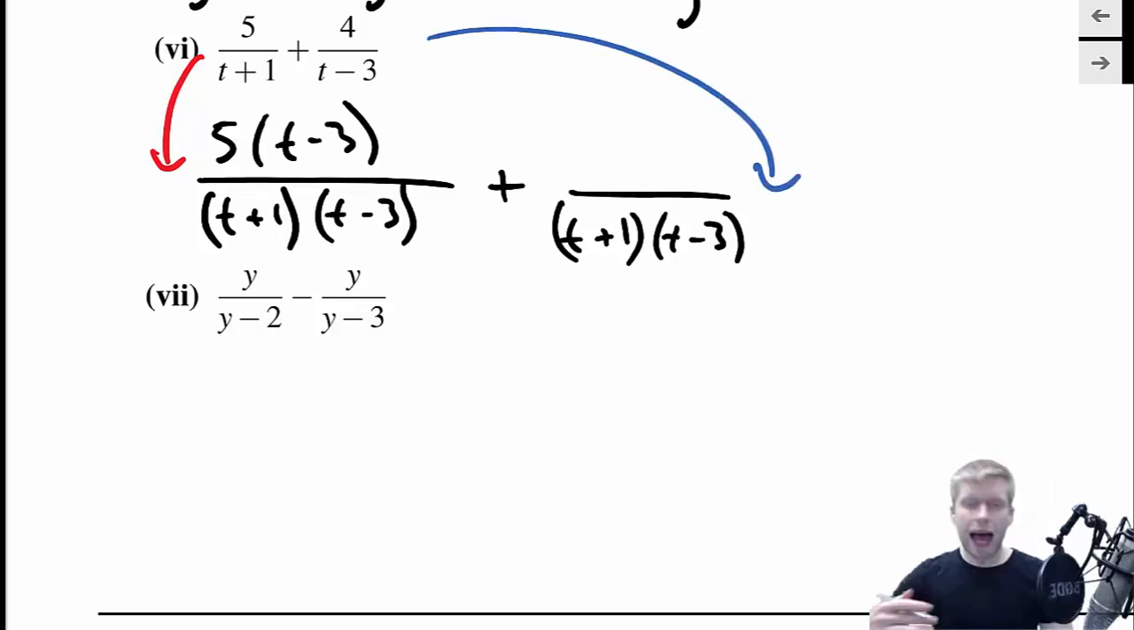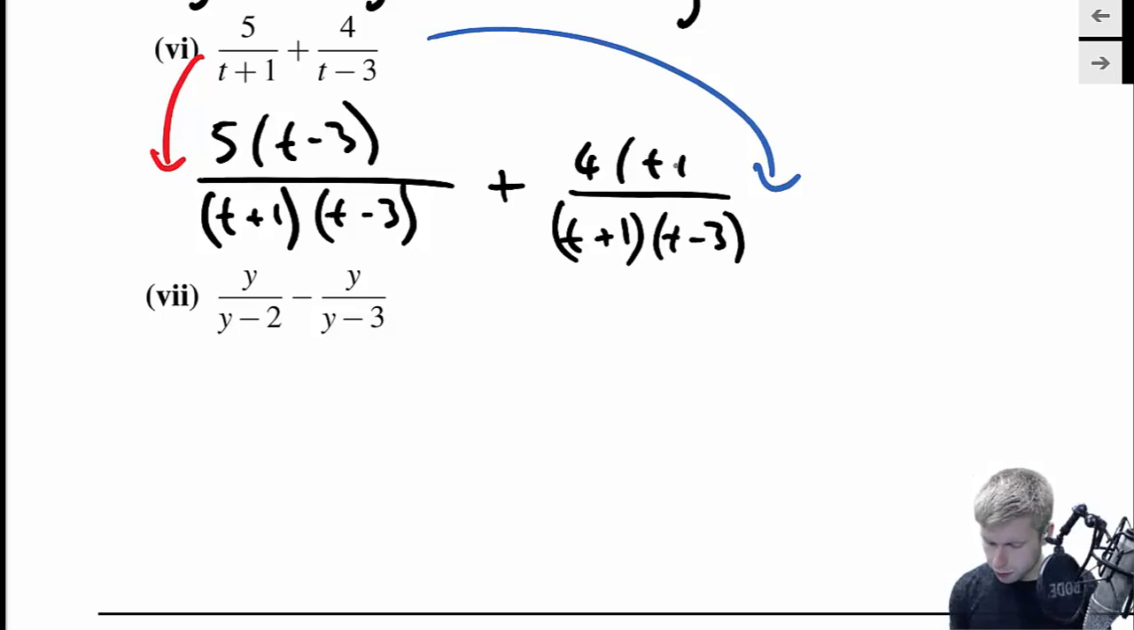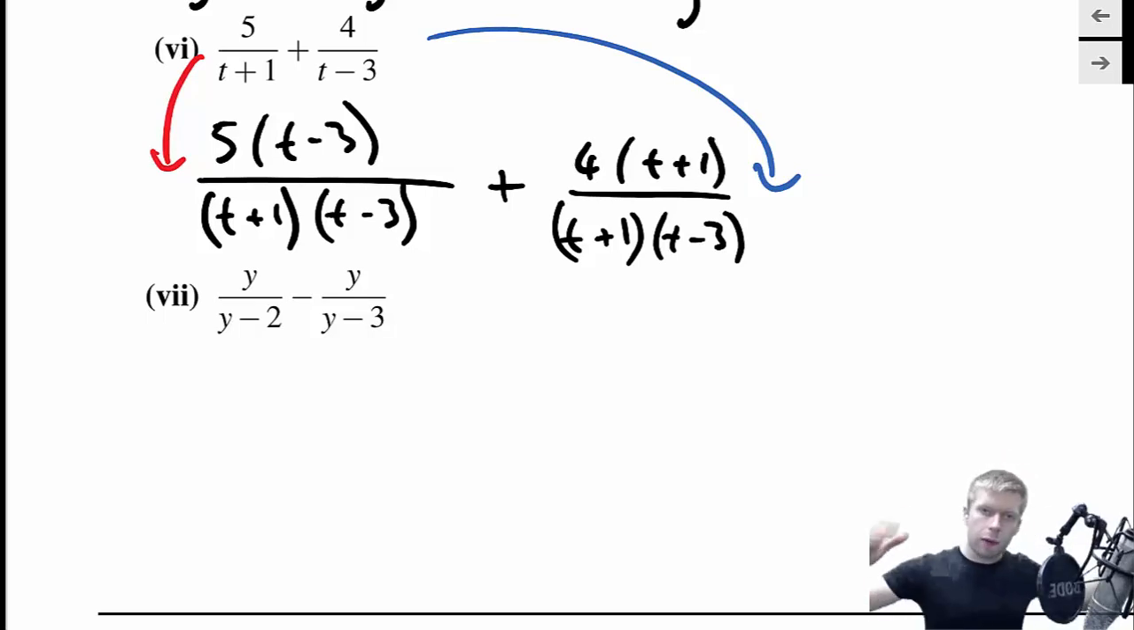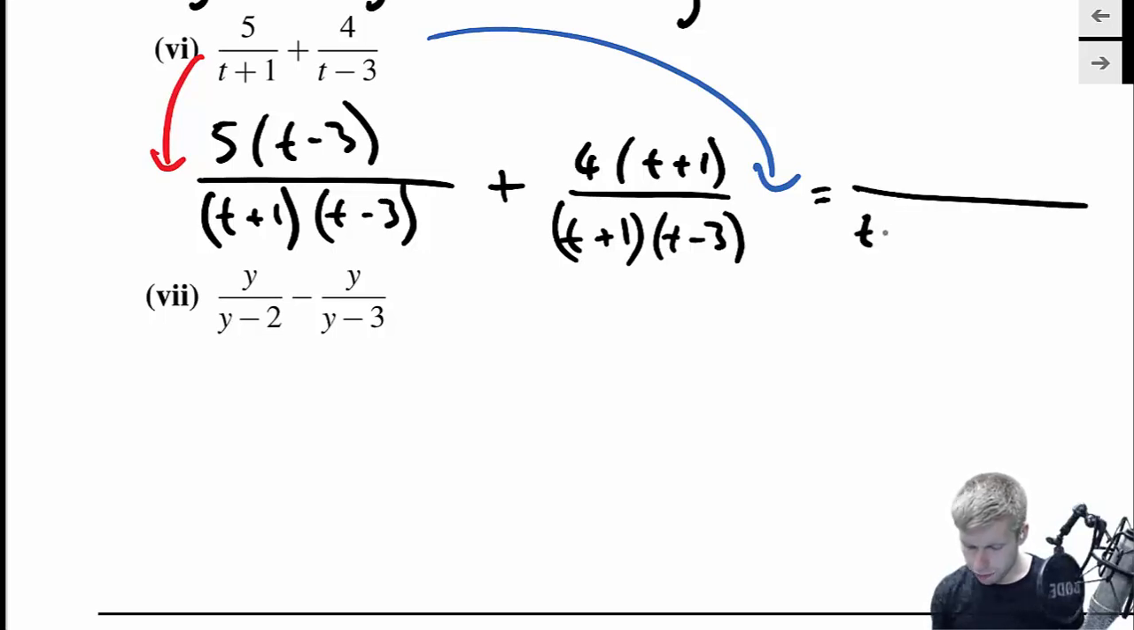So what have I multiplied that denominator by in order to get t plus 1, t minus 3 on the denominator? I must have multiplied by t plus 1. So I had 4, and I've multiplied by t plus 1. You notice I'm using the brackets. So whenever you're multiplying by a term which has multiple terms in, so something like t plus 1 or 3xy plus 7z, make sure you put them in brackets. Then you can't go wrong. So okay, in total, on the denominator, I have t plus 1 multiplied by t minus 3.